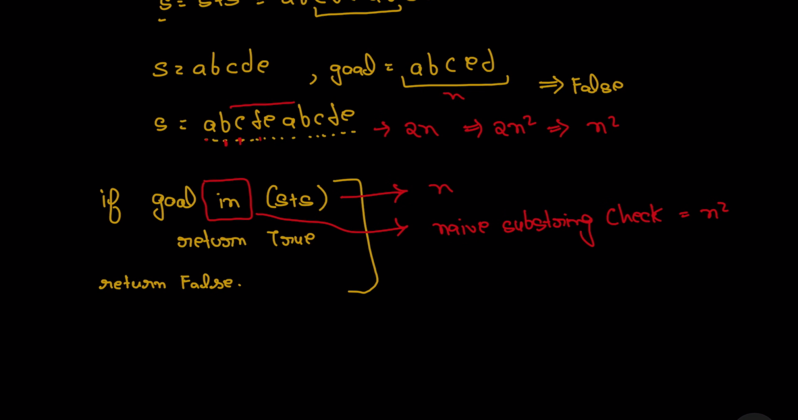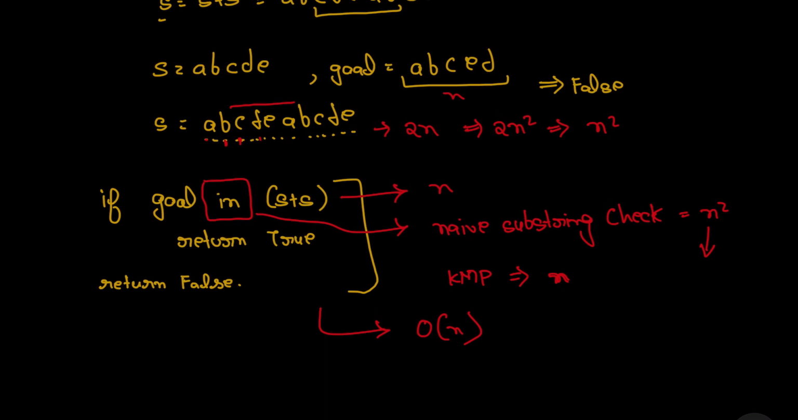But if you are using Python, or certain algorithms like KMP, you can reduce this complexity to n. There are ways which languages use internally, and this complexity is reduced to n. So overall, the complexity of this problem can be said to be O of n.